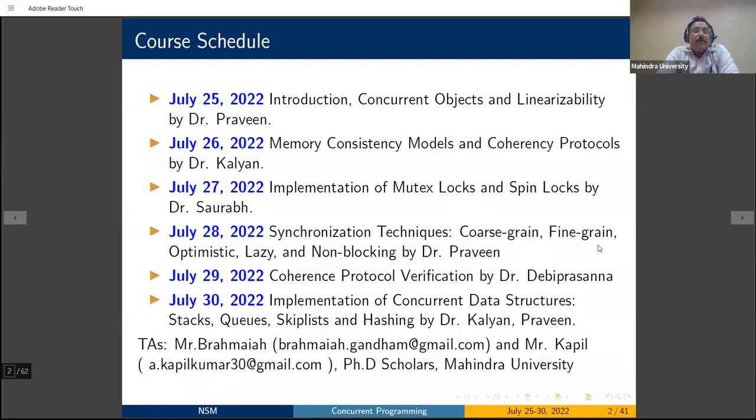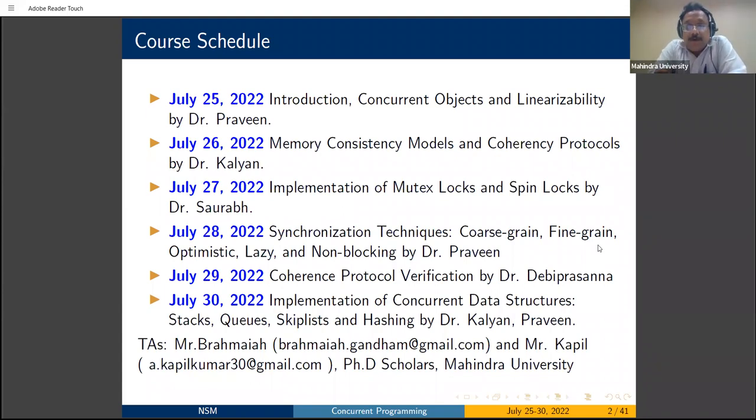When we look at the course schedule, today I would like to cover Introduction to Concurrent Programming and Concurrent Objects and Linearizability Concepts. Most probably tomorrow, Dr. Kalyan will explain memory consistency models and cache coherence protocols. On the 27th, Dr. Saurabh is going to discuss mutex locks and spin locks. Again, on the 28th, I would like to cover different synchronization techniques.